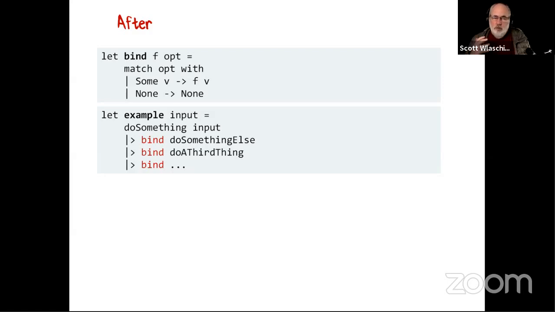So I can use bind for options, I can use bind for lists, I can use bind for async, I can use bind for result, and so on and so forth. So bind is a way of combining functions without having any kind of weird pyramids. So that's why bind is really, really important.